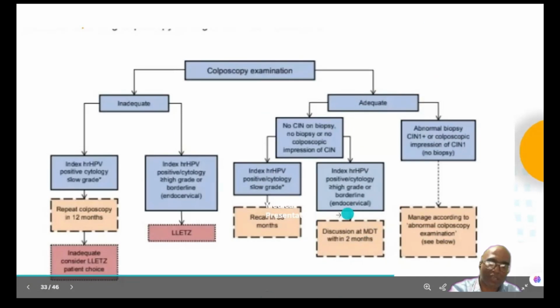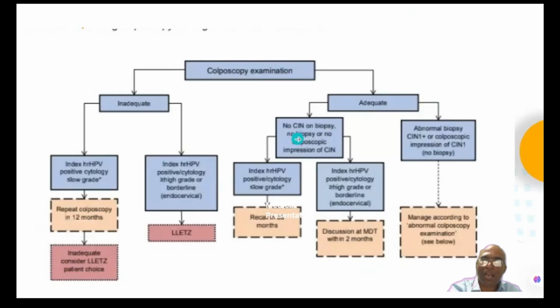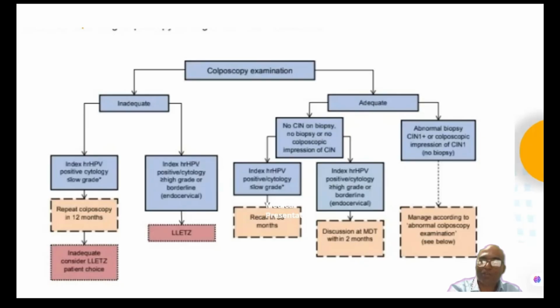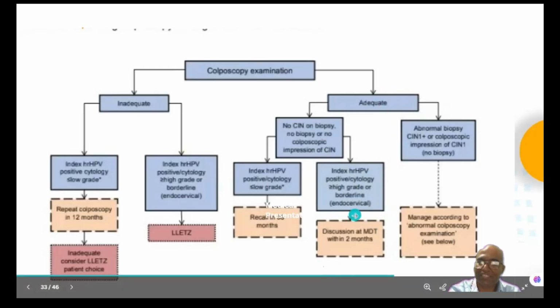So this is also a question which has been asked many times. Colposcopy is adequate, and there is no CIN, but your cytology is abnormal. That case requires discussion because your colposcopy is normal. Why is the colposcopy normal? That is a question you want to discuss. When the cytology is abnormal, you expect something to be seen in the colposcopy also. When there is such a discrepancy, you have to discuss this case in the MDT.